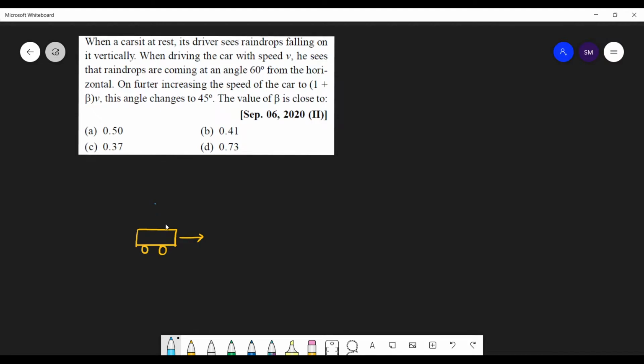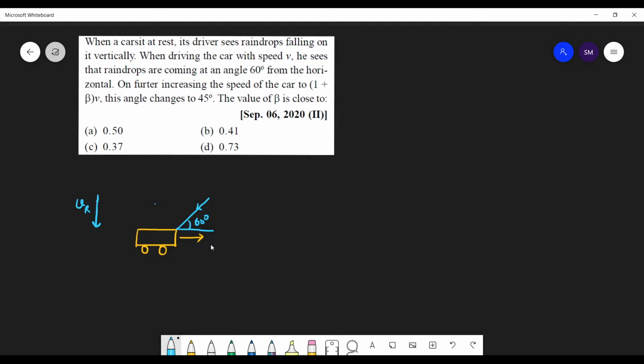If it is at rest, then the raindrops are falling vertically, so the velocity of rain is in the vertical direction. But when the driver starts the car with velocity v, he sees the raindrops coming at an angle of 60 degrees from the horizontal. So the raindrops are coming at 60 degrees with the horizontal.